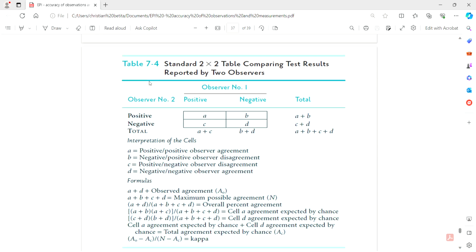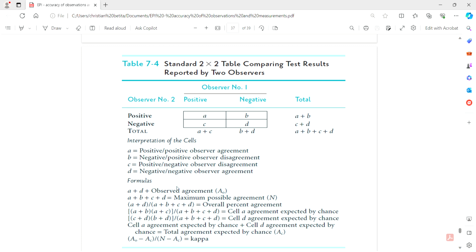So using this standard 2 by 2 table, so this is observer number one and observer number two, positive, negative observations. So A and D, both observer one and two agree with the measurements. So A, both observer one and two agree that the test is positive. And for D, both observer one and observer two agree that the test is negative. So B, observer 1 is negative and observer 2 is positive. C, observer 1 is positive, observer 2 is negative. Okay.